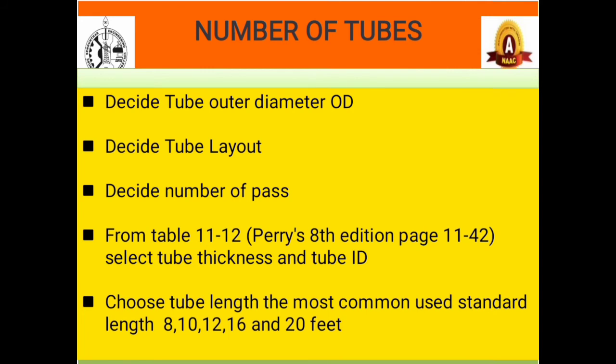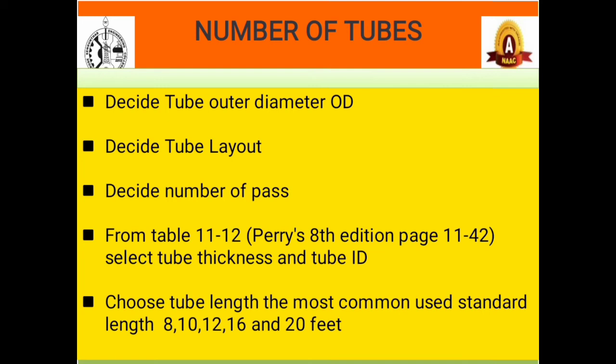Before calculating the number of tubes, we have to assume the tube outer diameter, tube OD, and decide the tube layout, whether triangular pitch, square pitch, or rotated square pitch. Then we have to decide the number of passes. Then refer to the Perry book, table 11.2. Choose the tube thickness and tube ID. Then also we have to choose the length of the tube. The most commonly used lengths available in the market are 8 feet, 10 feet, 12 feet, 16 feet and 20 feet.